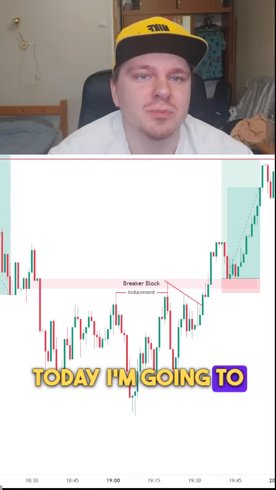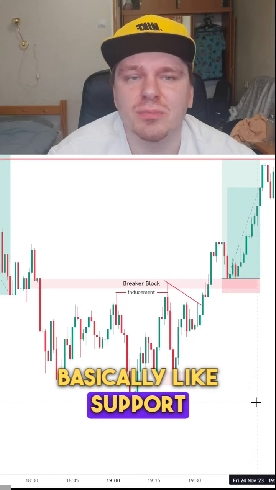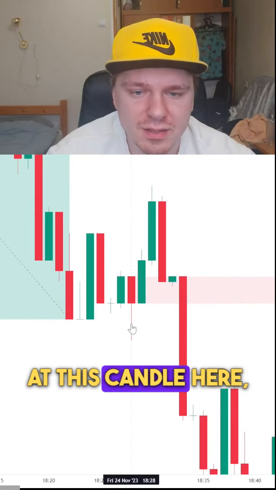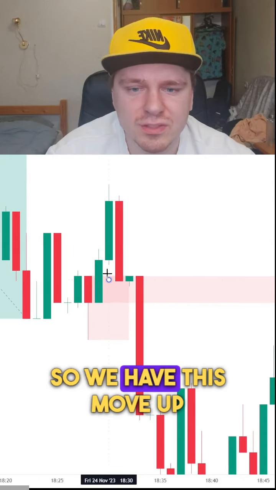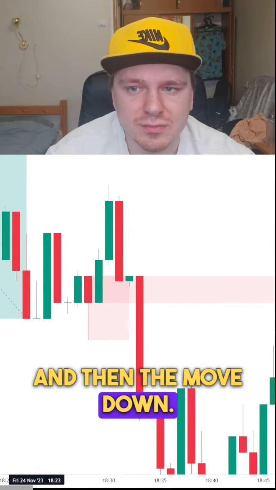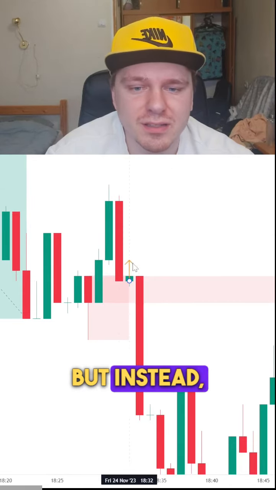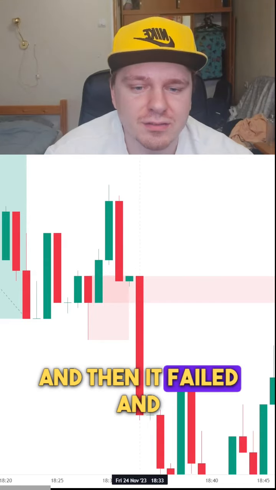Today I'm going to explain to you about breaker blocks. Breaker blocks are basically like support and resistance zones. If we take a look at this candle here, it was once an order block. We have this move up and then the move down, and as an order block it should have created a new high, but instead it created a very small bullish candle here, and then it failed and dropped down.